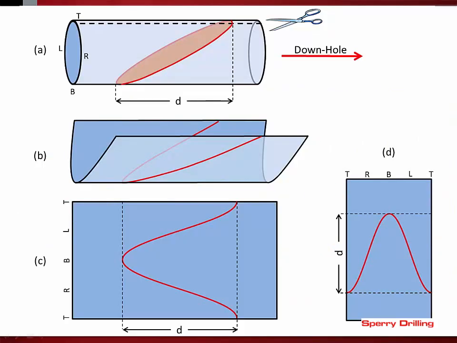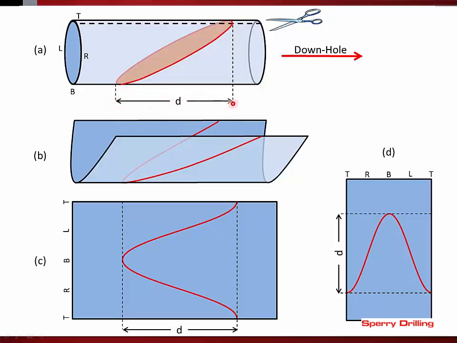Another way to help visualize what's going on is to think about how the image is actually generated and what it represents. What you can do is think of the borehole in this way, where we are drilling to the right along a borehole that's horizontal. We've got the top side, the bottom side, the left and the right side of the borehole here. And we've got some feature. This could be a bedding plane, it could be a fracture, it could be any number of things that is crossing the borehole at an angle.